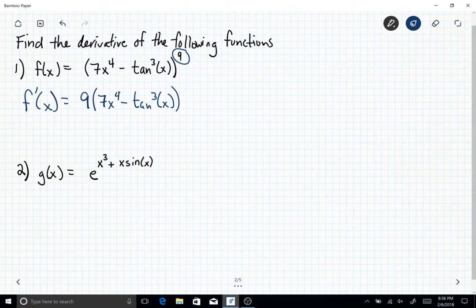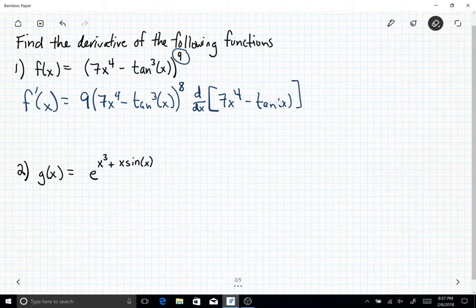And then this is raised to the 9 minus 1 power, which is the 8th power, just by applying the power rule. And then that is times the derivative of 7x to the 4th minus tangent cubed x. And just to make a minor change here, to make our lives just slightly easier, I'm going to rewrite that second one. Rather than write tan cubed x, I'm going to write tangent of x, the quantity cubed.